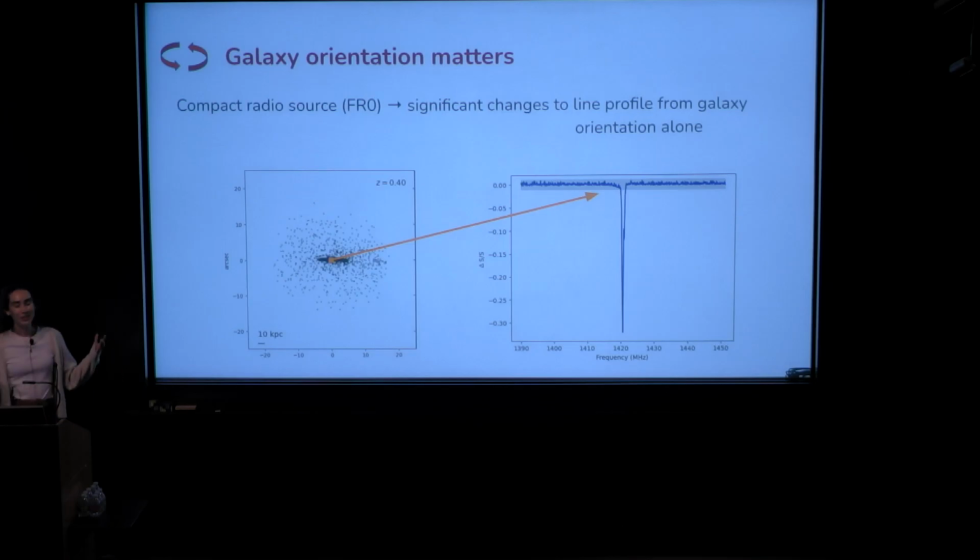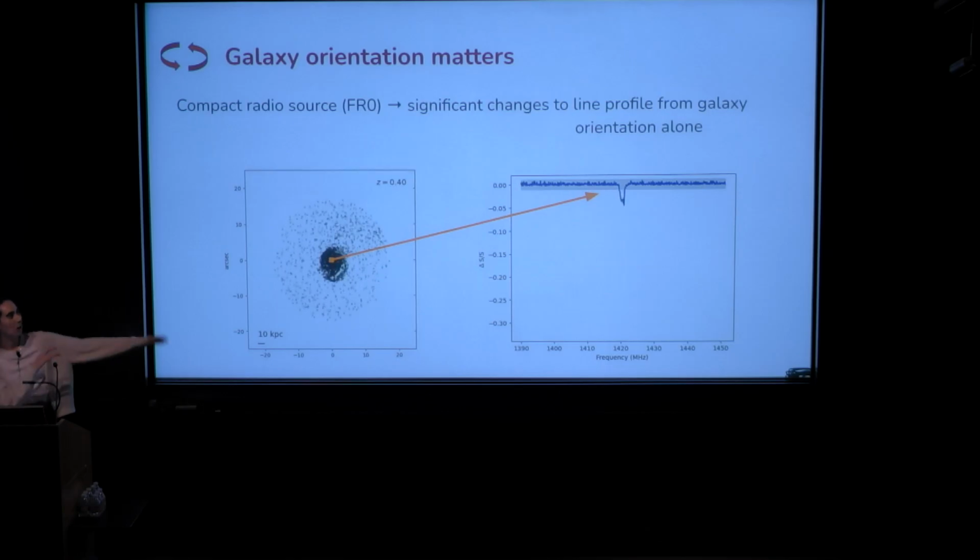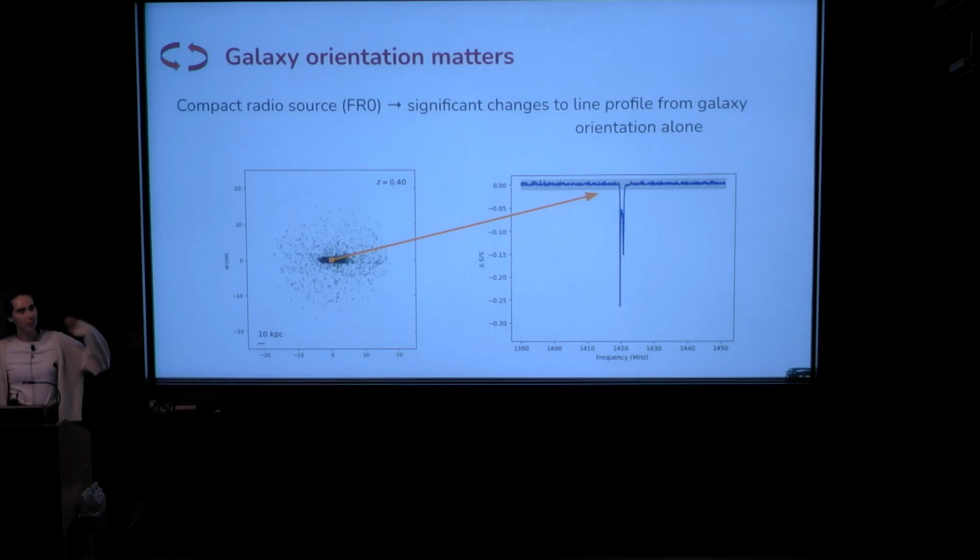So basically, the long story short here is that galaxy orientation matters. If we put a compact radio source into any of our galaxies so that it is spherically symmetric, and we rotate the galaxy so that we're looking through different lines of sight, we actually see significant changes to the line profile. And hopefully, we now have a video that demonstrates just that. So you can see that as we rotate the galaxy through 360 degrees, we're just tracing through different lines of sight, tracing through different gas particles, different densities of gas. So the depth of our line profile goes up and down.